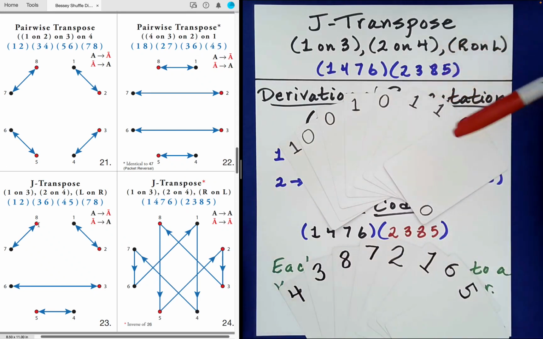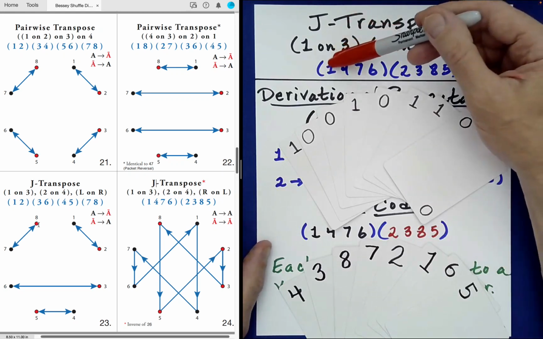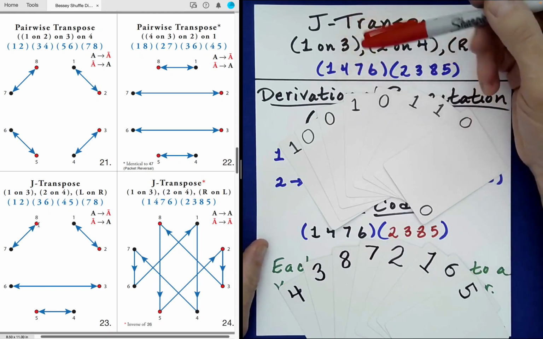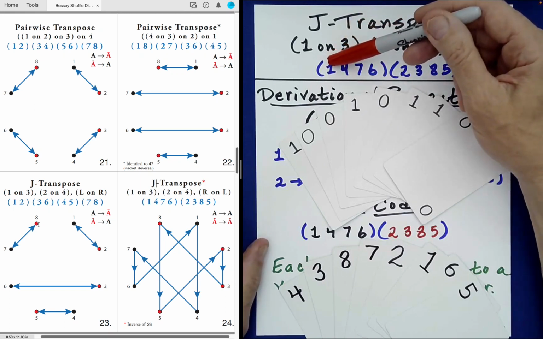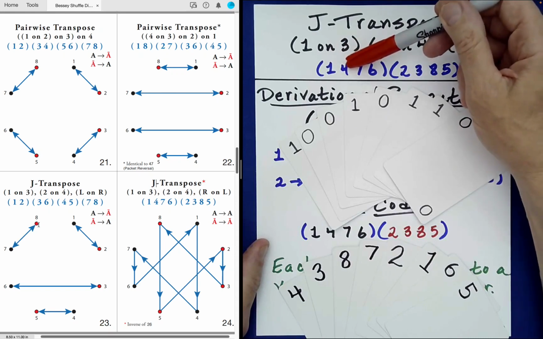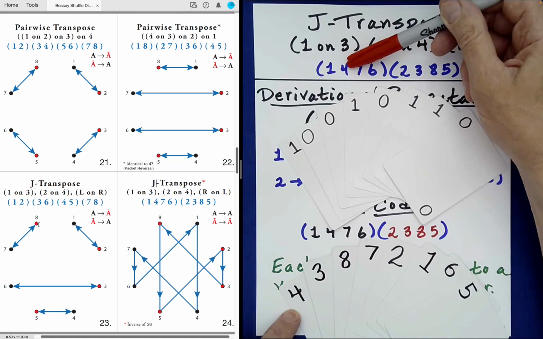Going all the way back to the introductory video in this series devoted to Bessey shuffle diagrams, remember how we interpret this. We have a 1 going to a 4. What does that mean? That means first place is now going to what was in the fourth position. Is that true here? Has the first position been replaced by what was in the fourth position? It most certainly has, because we began with the order packet 1 through 8.